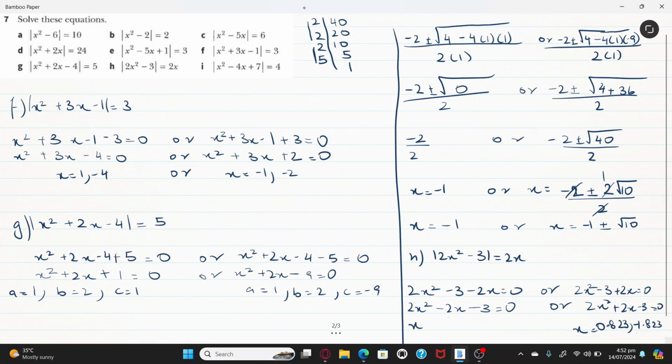And the other value is x equals, for the other one we have got negative 2. So it's going to be 1.823, and the other value is negative 0.823. So this is it for part H. Let me see if I've done something wrong or not. And I hope I have not done anything wrong. Yes, I think so.